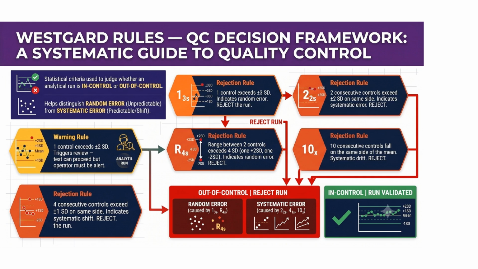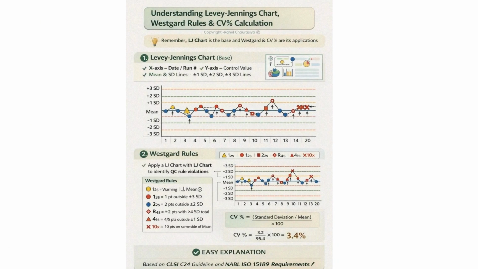They help the laboratory decide whether a test run is acceptable or should be rejected. These rules can detect problems such as random error, shift, or trend. The main point is that QC results should be interpreted using proper rules, not by guessing. The Levey-Jennings chart is the base for Westgard rules.